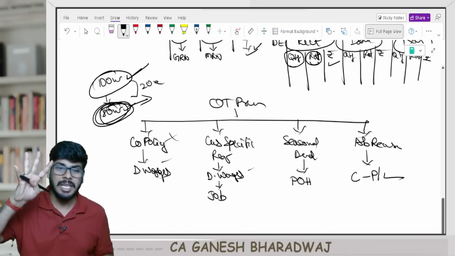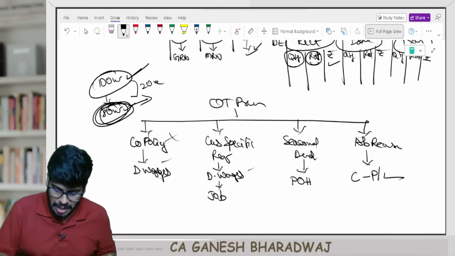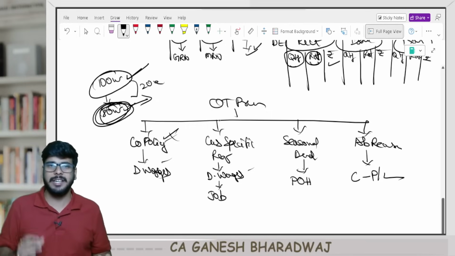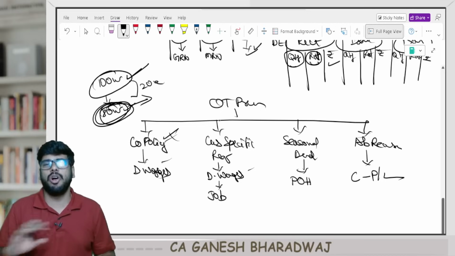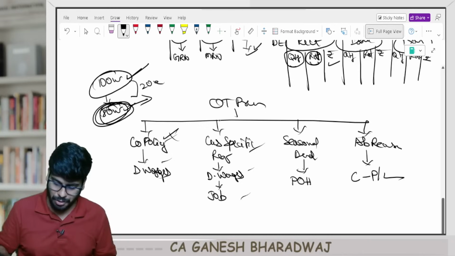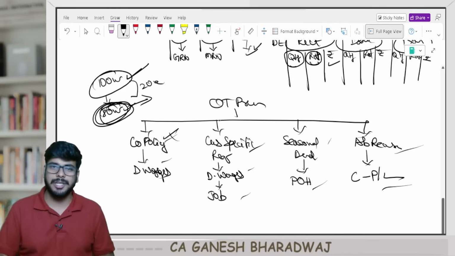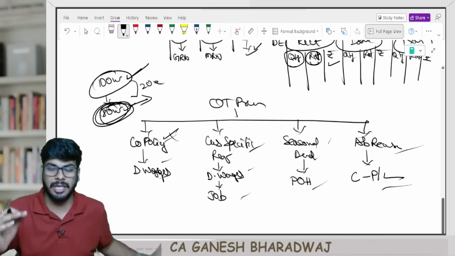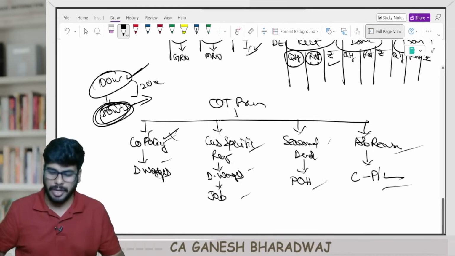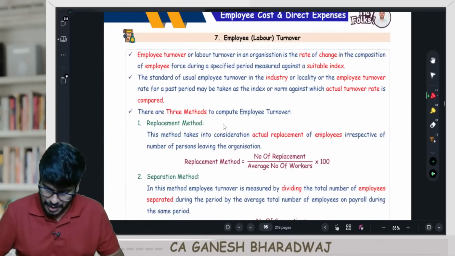So broadly, there are 4 different ways in which you can deal with overtime premium. Number 1, company policy: treat it as direct wages, apportion it to all the jobs evenly. Customer specific request: treat it as direct wages of that particular job. Then seasonal demand: take it to your production overheads. Abnormal reasons: take it to costing P&L. Logical, guys. In case this theory question comes, you can easily score about 4 marks. Now let's quickly move on to the next one.